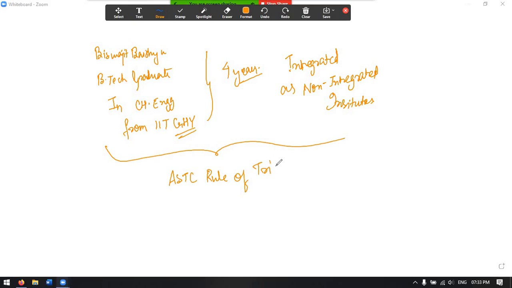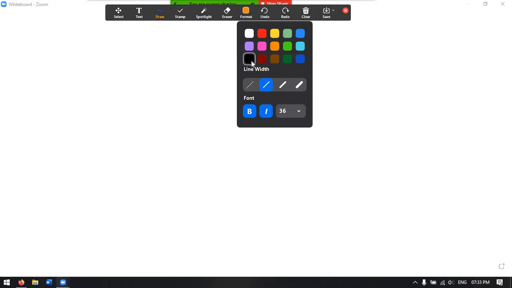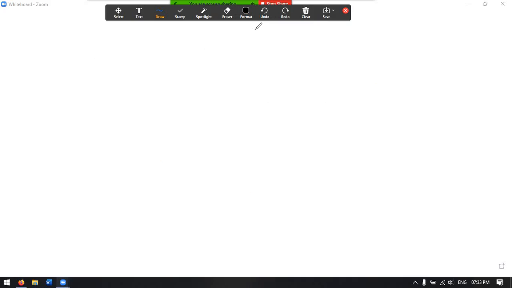I have come up with a lecture on the ASTC rule of trigonometry. Pardon me for my handwriting. This is a very important topic which we generally do not think of studying because it's a very easy topic, but it can be a little bit confusing in our JEE Mains as well as in our JEE Advanced exam. For that I have come up with a very simple trick.